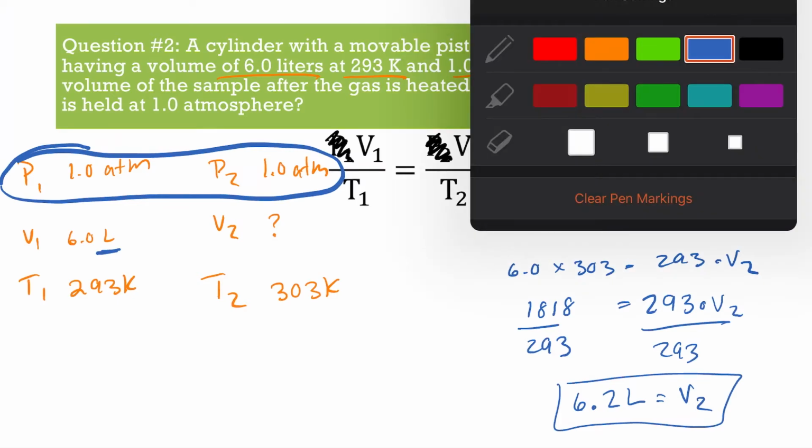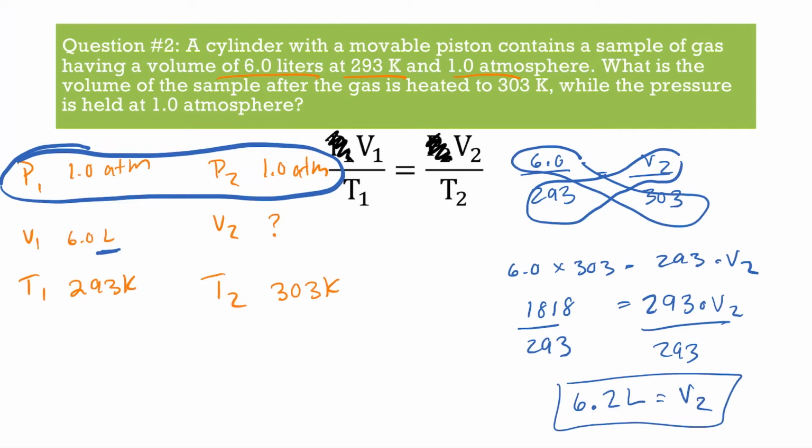Now, if you're somebody who doesn't like crossing stuff out in your equation, you could have left P1 and P2 there and plugged in 1 times 6.0, which gives you that, equals 1 times V2, over 303. Now, you could have solved for that exactly the same. You will get the same exact answer. So again, if something is held constant, and it says it's held constant, or it's not even mentioned in the question, you can ignore it from your formula.